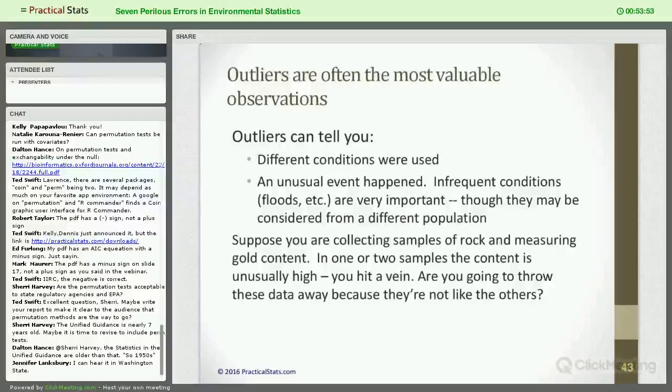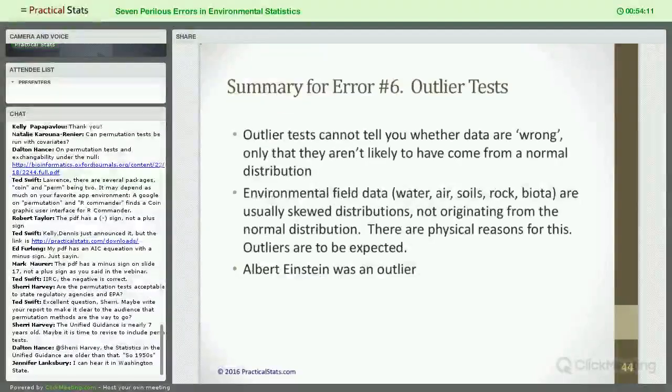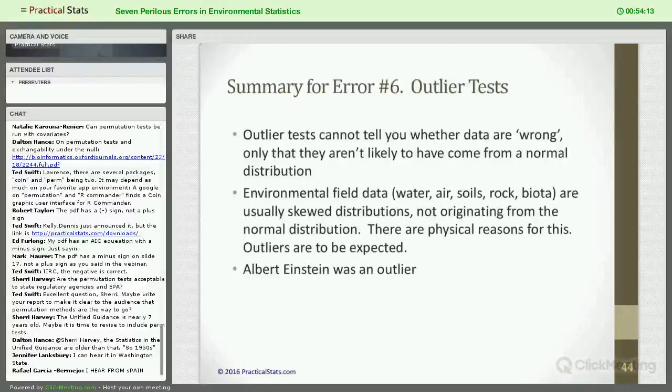They're often the most valuable observations in the data set. They tell you that different conditions were used or some unusual event, one that maybe you're not able to go out and sample, a high flow event or something like that, and so they may tell you something that's the most valuable thing in the data set. Albert Einstein was an outlier, so don't be too quick to leave.